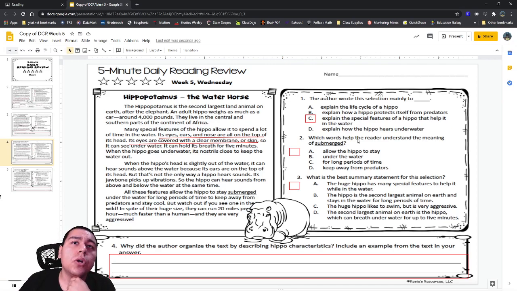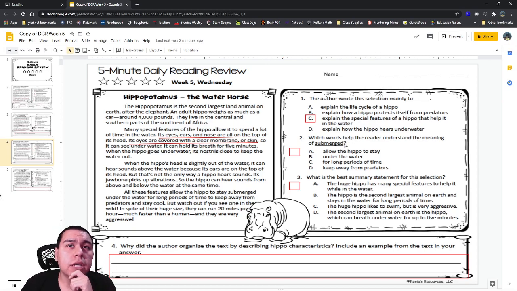Question 2. Which words help the reader understand the meaning of submerged? A, allow the hippo to stay. B, under the water. C, for long periods of time. D, keep away from predators. So they give us a new word in our story, submerged. And they want us to know which of these words help us figure out what that word means.